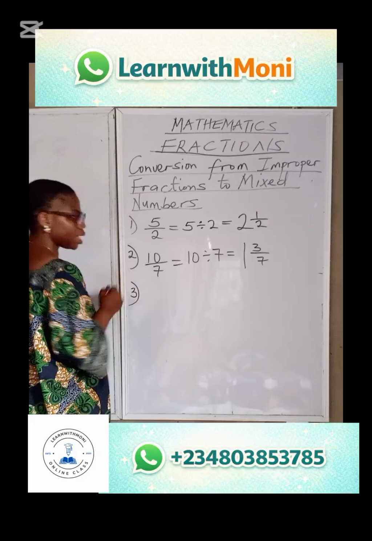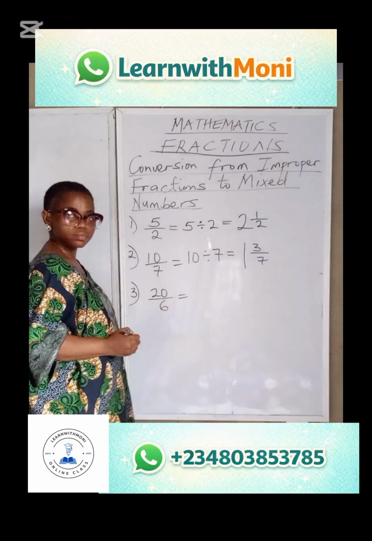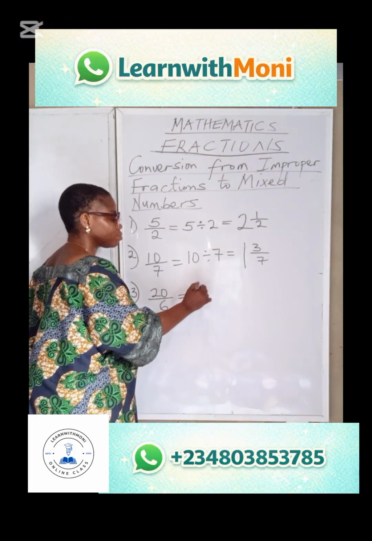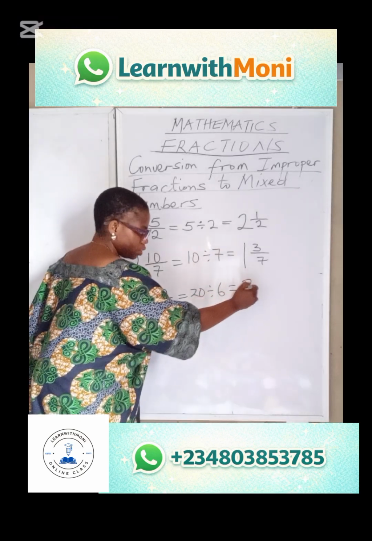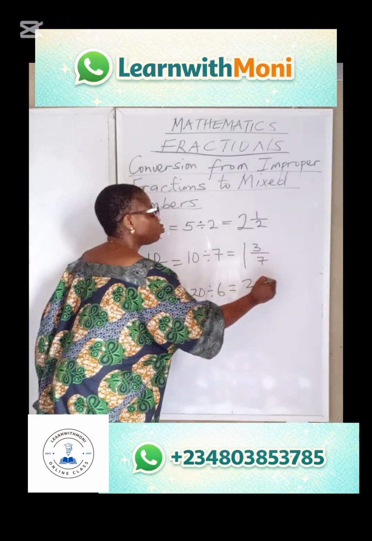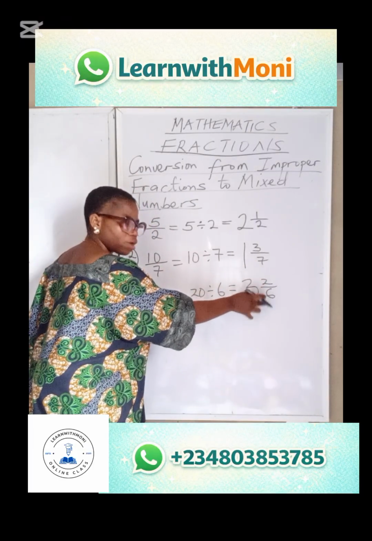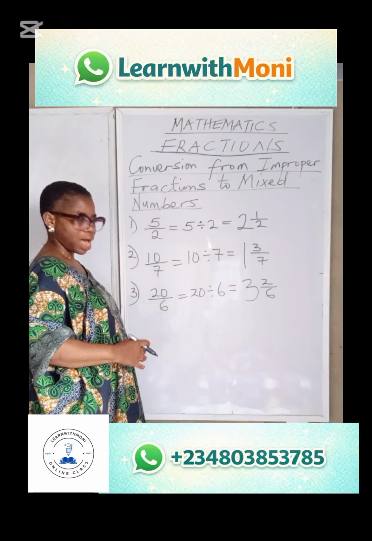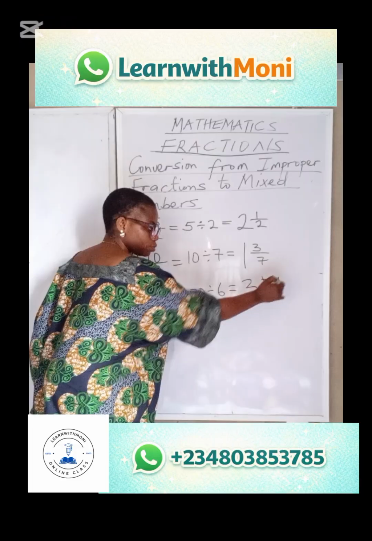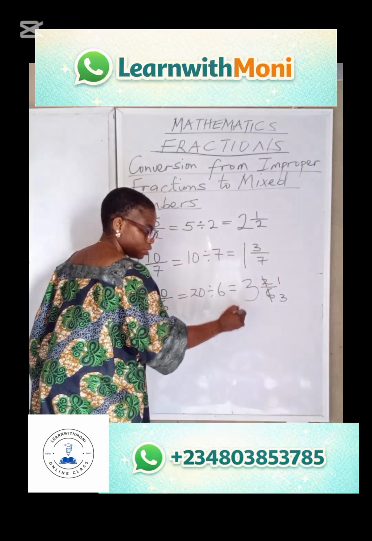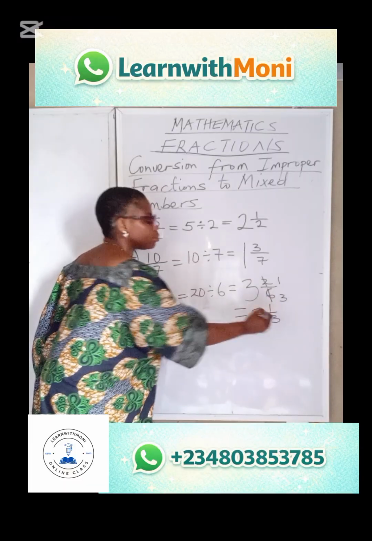Let's look at another example like 20 over 6. 20 divided by 6. How many 6 can I get from 20? I will get 3 wholes, and it will remain 2 over 6. Because these are even numbers, the numerator and denominator are even numbers, and they can be reduced further. So I will reduce it. 2 divides 2 once, 2 divides 6 3 times, so that my final answer is 3 wholes, 1 over 3.